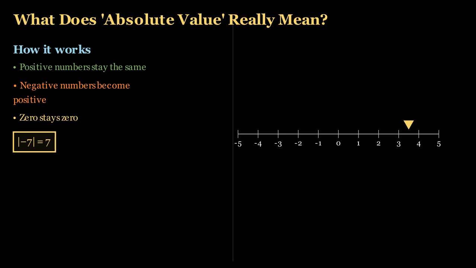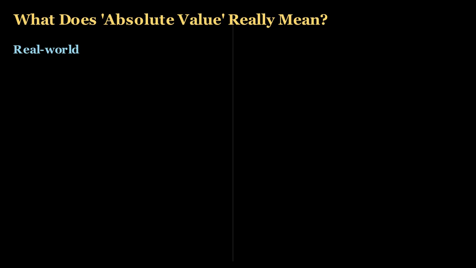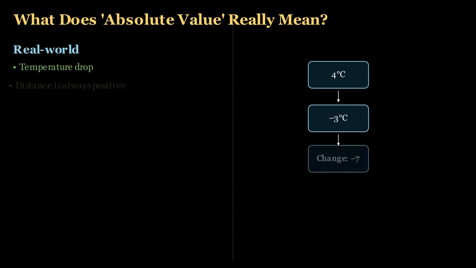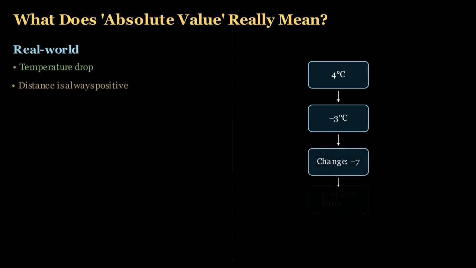Suppose a weather station reports the temperature dropped from 4 degrees Celsius to -3 degrees. What was the total drop? The change is final minus initial, -3 minus 4, which is -7. But a drop of 7 degrees is a size, not a direction, so we take the absolute value. |-7| equals 7. The temperature fell by 7 degrees. This same idea applies whenever you need the size of a change.